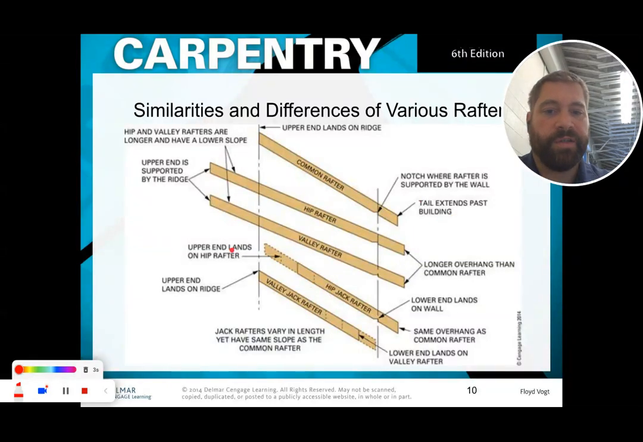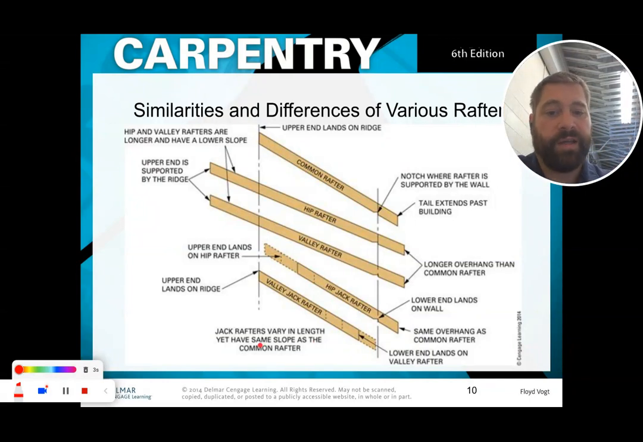The hip jack rafter will land on the hip, and it has the same overhang as a common rafter and ends on a wall. When we have the valley jack rafter, the upper end lands on the ridge, same. The lower end lands on the valley rafter, because those are at the bottom. So hips go down at an angle from the top, and valleys come down into it.